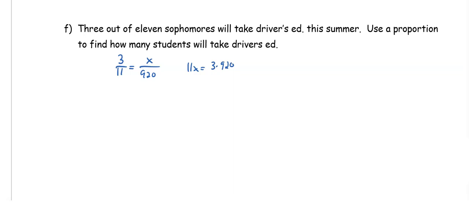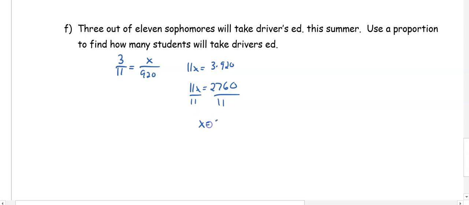Three times 920, we get 11x equals 2,760. We can divide by 11 on both sides. We get x equals 250.9. So that means it's going to be 250 to 251 sophomores taking driver's ed.